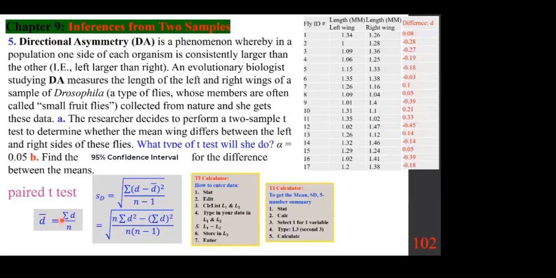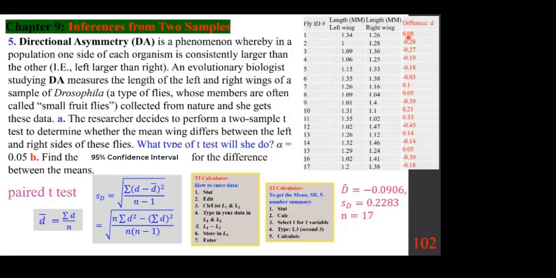Now, if we were to do this, to get the mean, standard deviation, 5-number summary, we know how to do that. Put the information in, run it, and it gives you D bar or X bar, S sub D or simply S. And of course, there were 17 pieces of data. I can't emphasize this enough. You just run the data on the difference between the two.